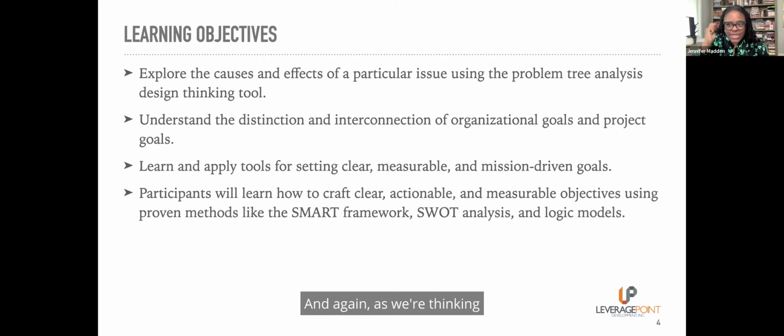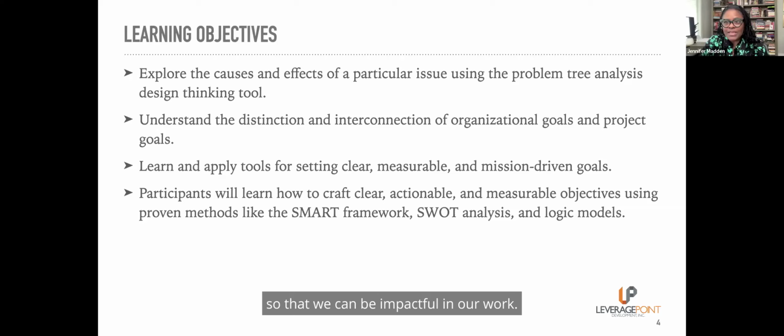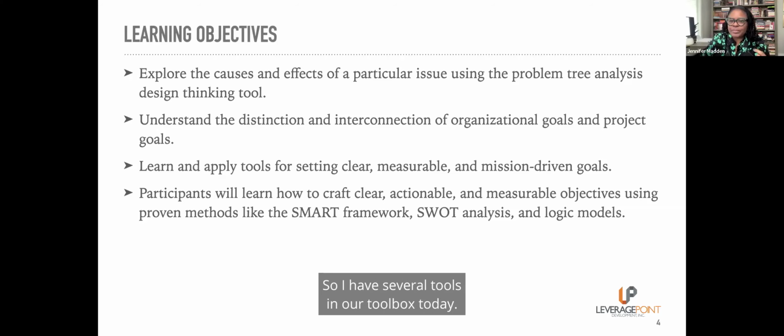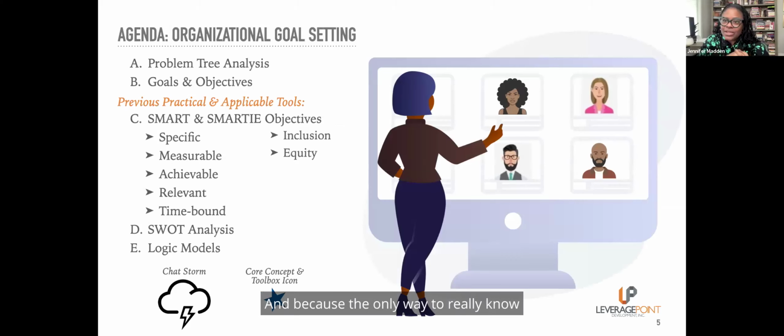And again, as we're thinking through these very specific goals that we've set for ourselves, for the project, for our organization, making sure that we're using the tools, SMART goals, and making sure that we're using the framework so that we can be impactful in our work. So I have several tools in our toolbox today. And again, if we need to go back, go slow, rewind, do again, let me know. Because the only way to really know how to use the tools is to use the tools. So we're gonna just break through and see what we can do.